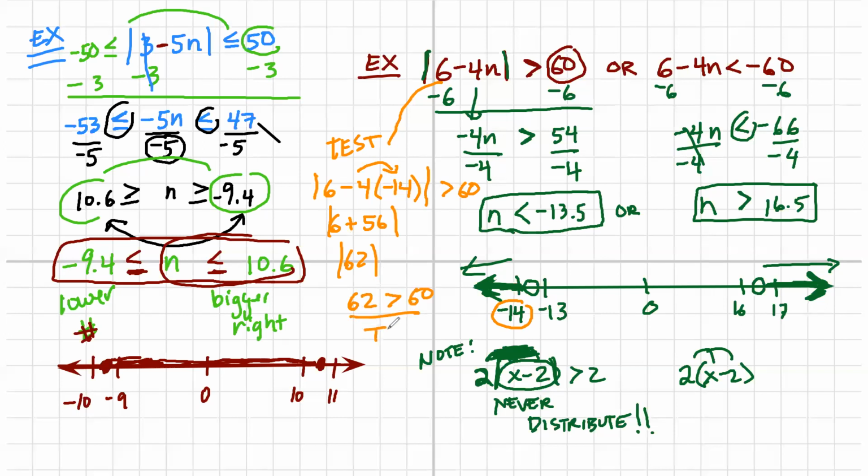Is that true? I hope so. 62 is greater than 60, so it worked. So when I plug this in, it tells me that is the solution. It should be in the shaded area. If I try 0, should it work?